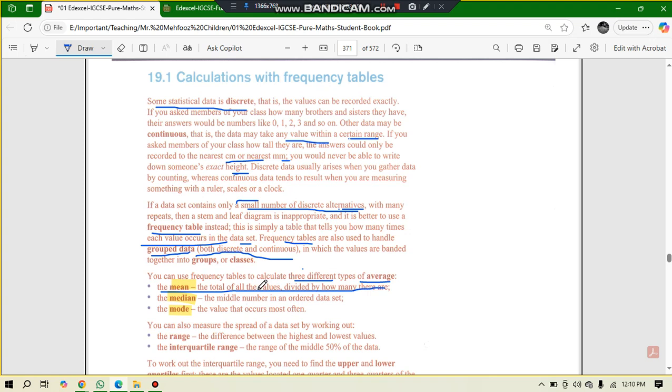These three averages can be found for discrete data, continuous data, grouped data and ungrouped data. So for all data we can calculate these three averages.